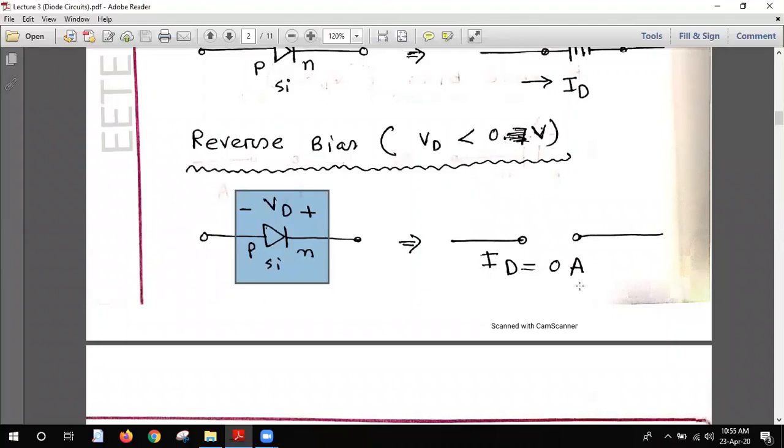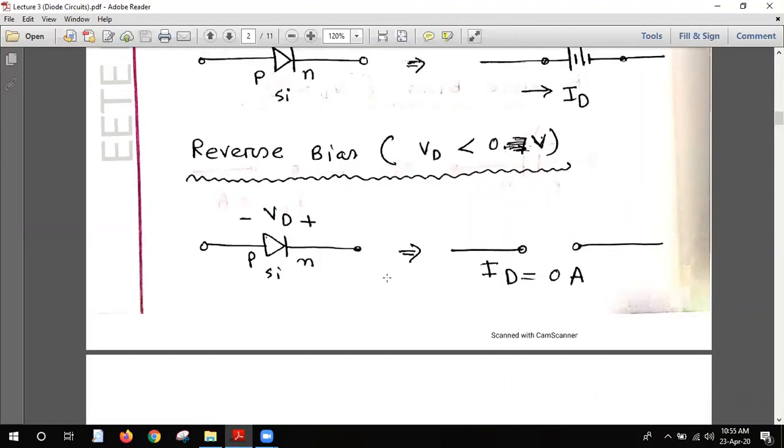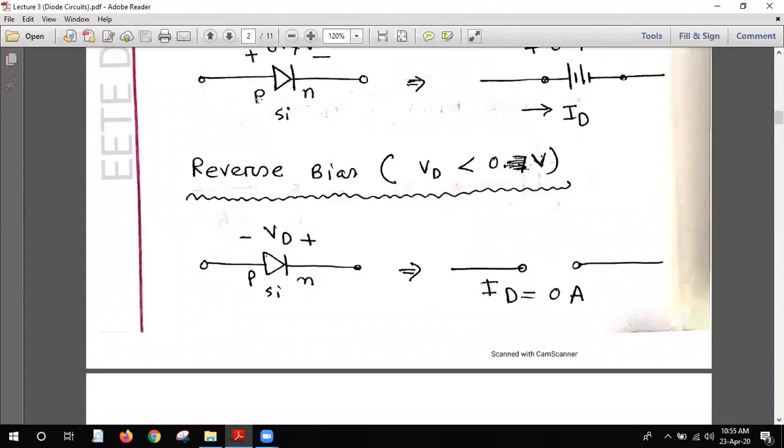That's why the ID equals 0 ampere. Okay, so this is the configuration. Always remember, in forward bias the current will flow, in reverse bias the current will not flow. And how do we identify forward bias and reverse bias? Forward bias is P with positive, N with negative, and reverse bias is P with negative, N with positive.